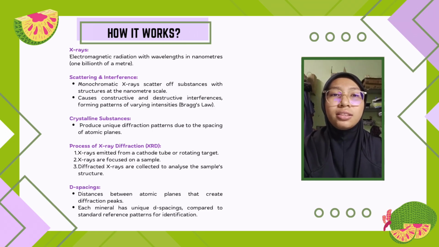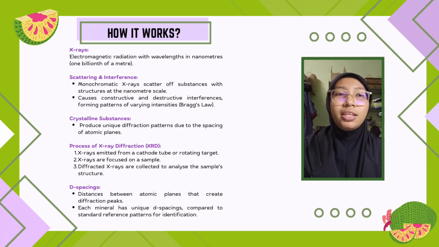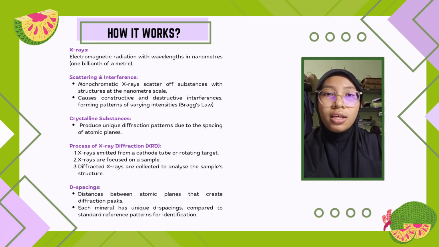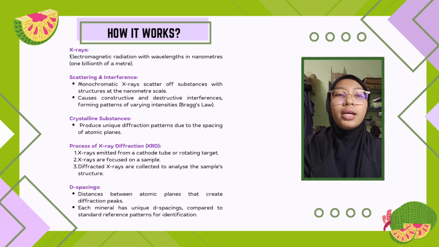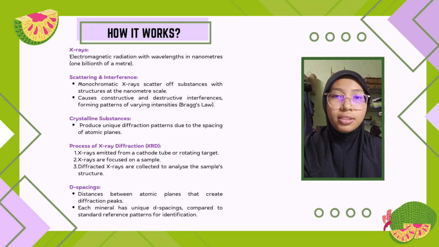What about crystalline substances? In crystalline material, the atoms are arranged in repeating patterns. When X-rays interact with this structure, they produce unique diffraction patterns due to the regular spacing of atomic planes. So, how does the XRD process work? It starts with generating X-rays from a cathode tube or rotating target. These X-rays are then focused onto a sample. As the X-rays interact with the sample, they scatter and produce a diffraction pattern. By collecting this pattern, we can analyze the structure of the sample.